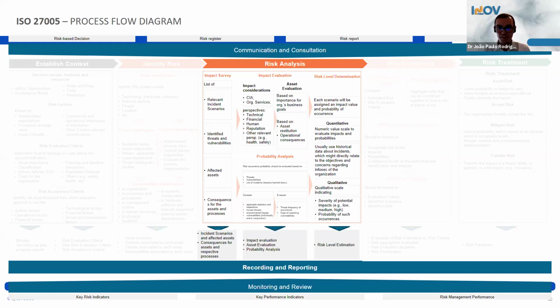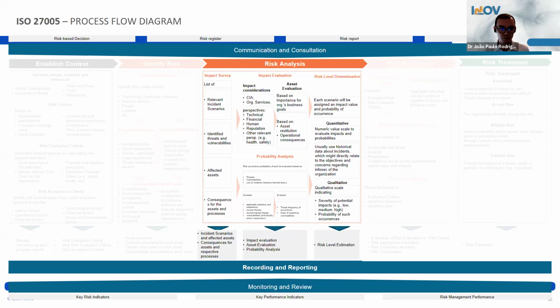For determining the risk level, the risk scenarios must be already assigned, right? The combination of vulnerabilities, threats, and sequence of events to materialize the risk. Upon the scenario, the probability and impact will be determined. And this probability and impact can be of quantitative or qualitative nature.